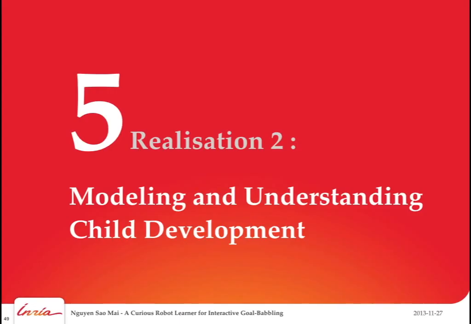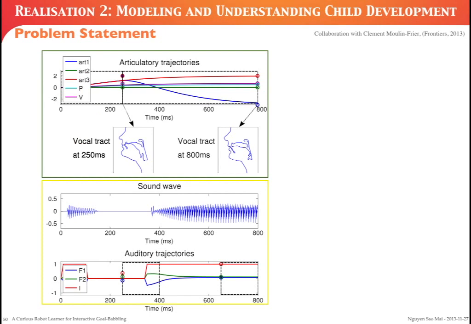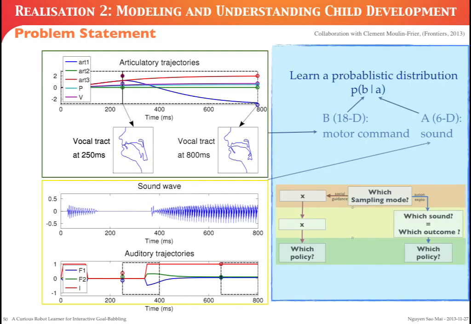So we reuse this algorithmic architecture for trying to model and understand child development, and more precisely, development of vocalization. So in this experiment, we try to have a simulator of a vocal tract that the learning agent can control, the motors of its vocal tract, and to produce sounds. So it's learning a probabilistic distribution that maps between motor commands and the sounds that it can produce. And in this example, we have a system that can decide which sampling mode to use, also which sounds it wants to try to produce, and from that which motor command it should use to reach this.